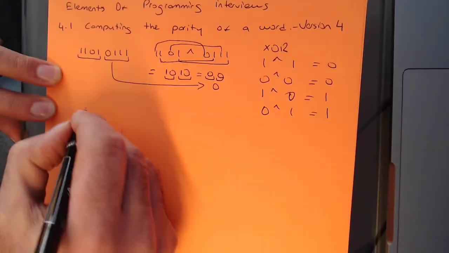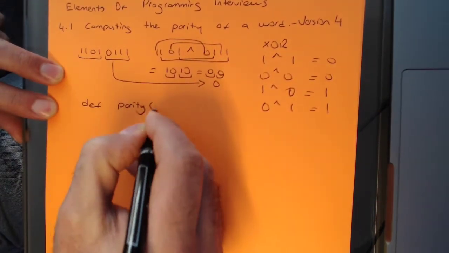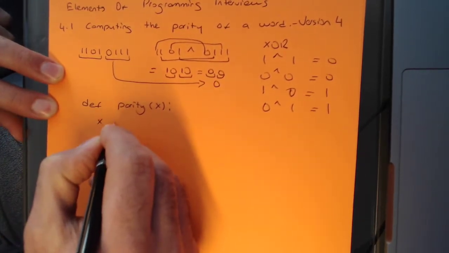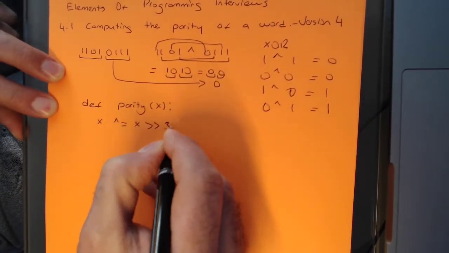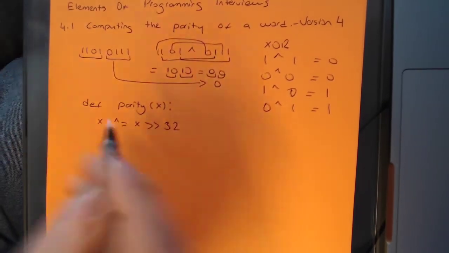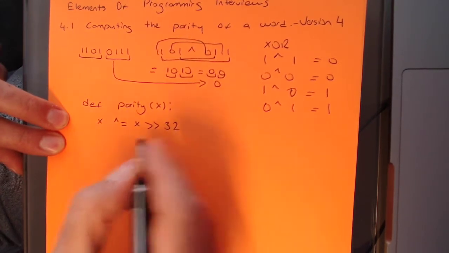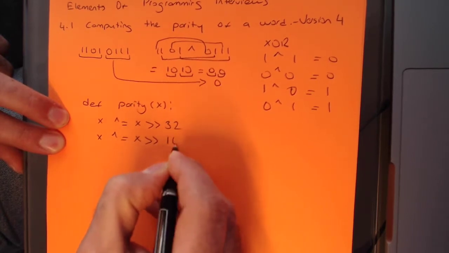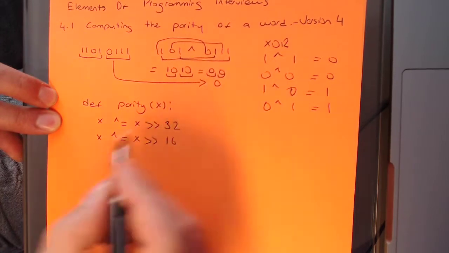So when we define parity, we take an x. What we're going to do is XOR x with itself shifted by 32 bits. Because it's a 64-bit integer, we look at 32 bits, we XOR with that number, and as a result we get a 32-bit number. So we take that x and XOR that with x shifted by 16, because now we're going to look at 16 bits by 16 bits, each time dividing it by half.